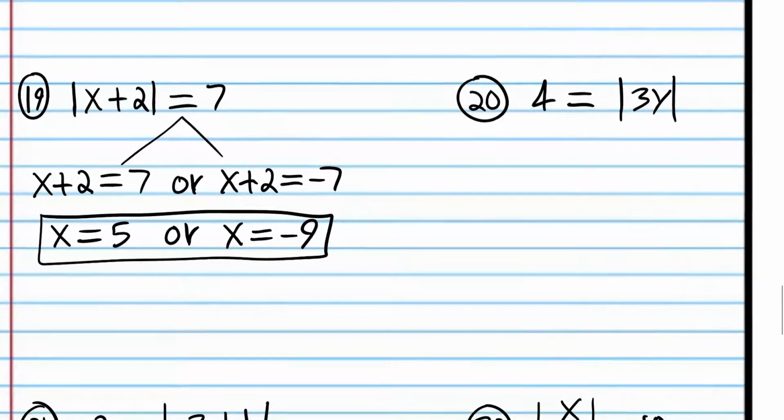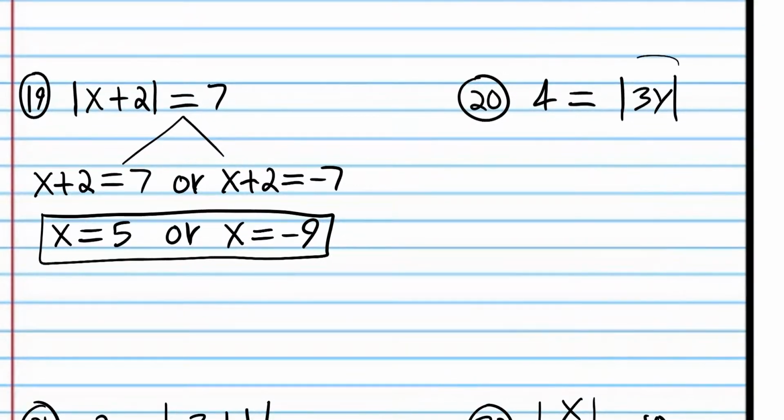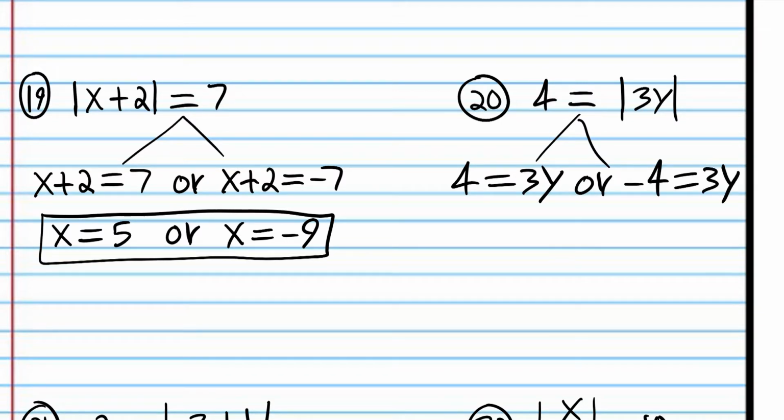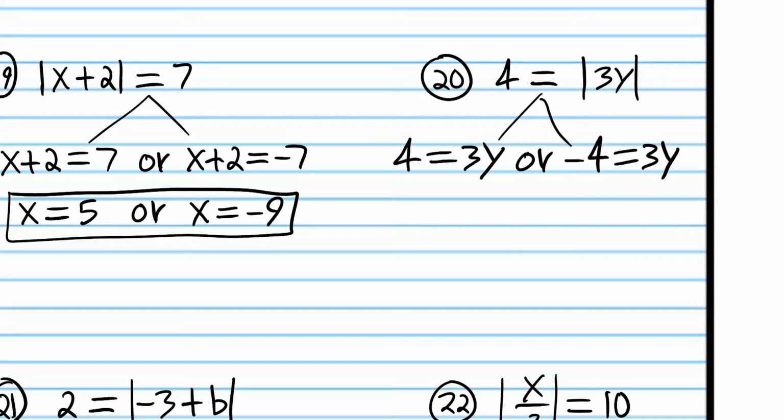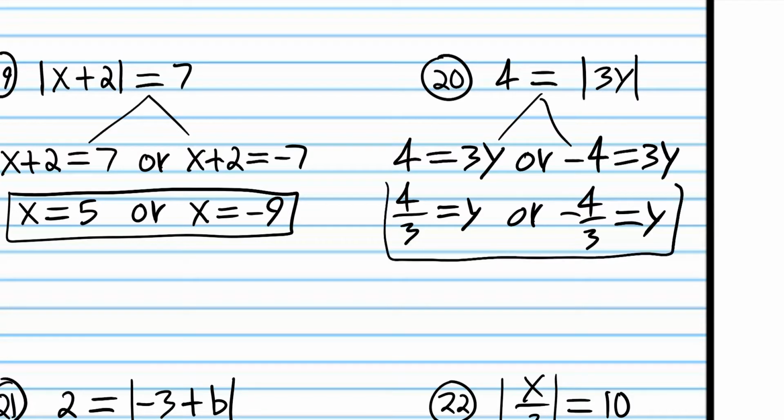So let's try another one of these. The absolute value is already isolated, so we can just go ahead and break it into parts. So we know that 3y can be equal to +4, or 3y can be equal to -4. That's just the way it works. We're not doing anything different here. It's the same scenario. So now we just solve, and we get y is equal to 4/3, and y is equal to -4/3. And those are the solutions.